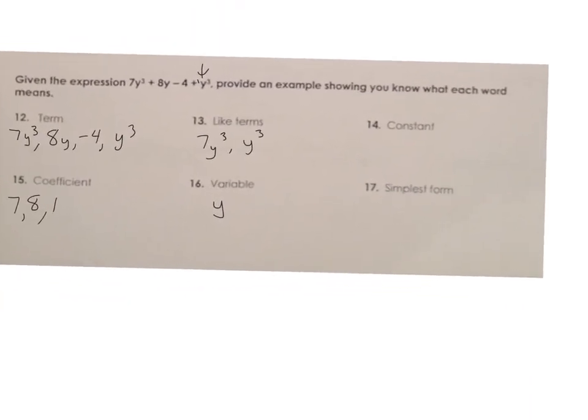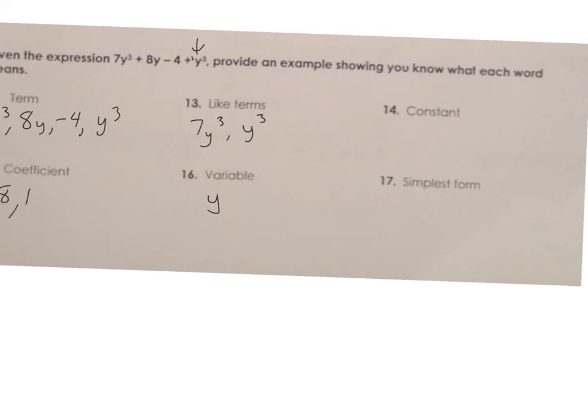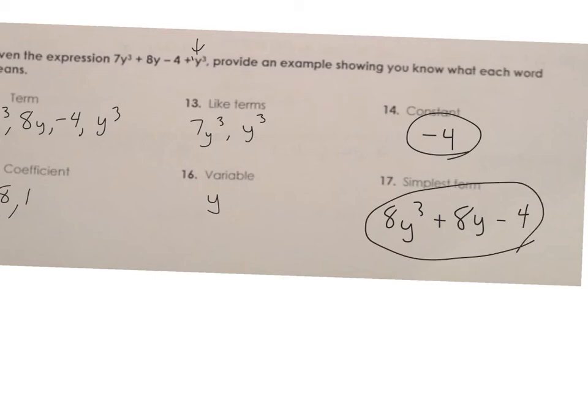The constant, the part that cannot change, is the term negative 4. That is the only part that is constant. It cannot change. In simplest form, what we're allowed to do is combine our like terms. So that would give you 8y to the third plus 8y. That cannot change. Minus 4. And that is in simplest form.